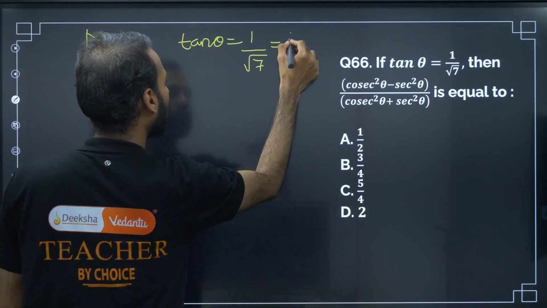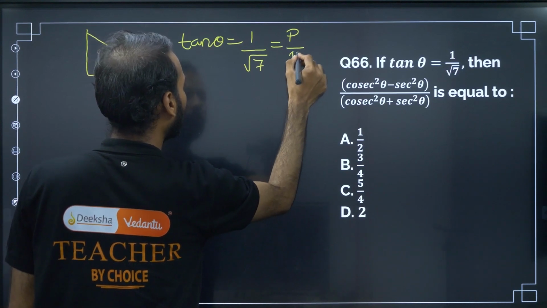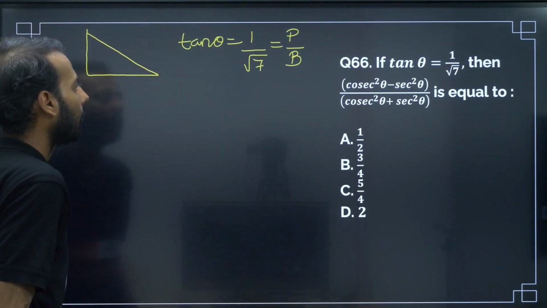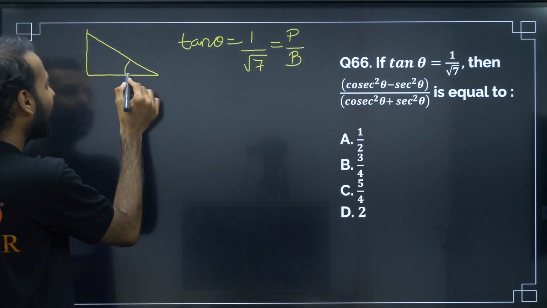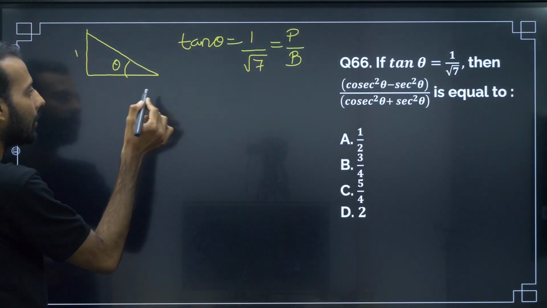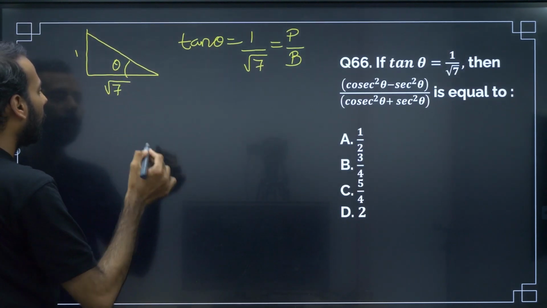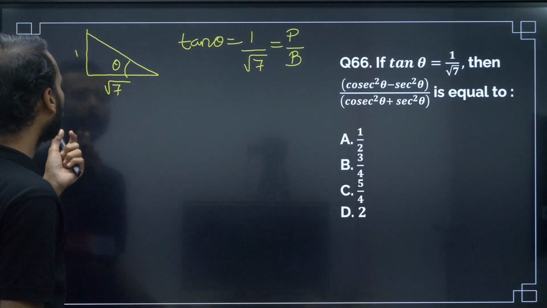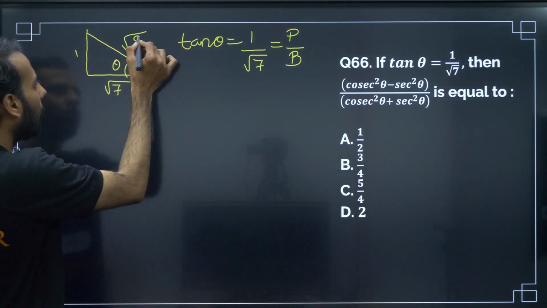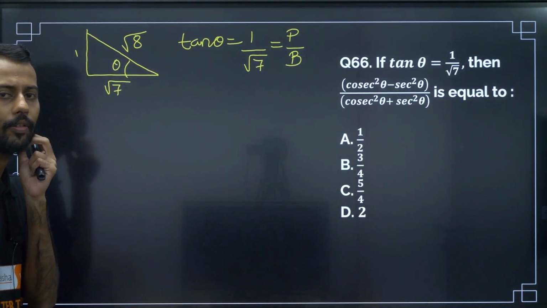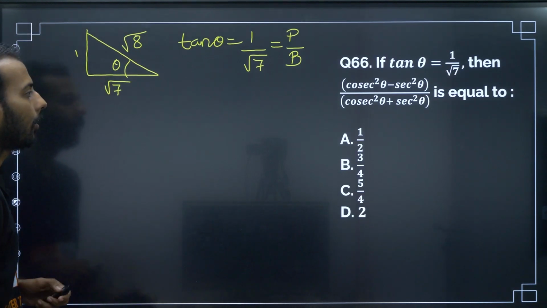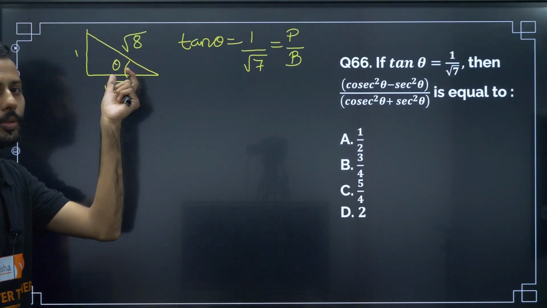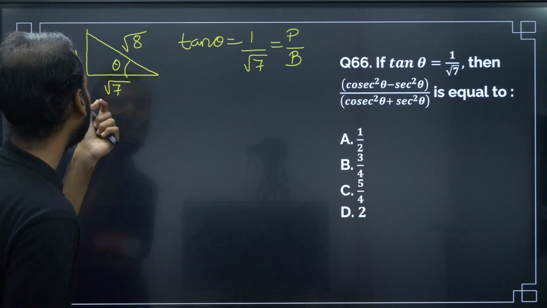For 1 by root 7, we write this using the definition of tan, which is perpendicular by base. So if I am considering this as theta, perpendicular is this, base is this. Using Pythagoras theorem, the hypotenuse will be root 8. I hope everyone is aware of how to find hypotenuse using Pythagoras theorem. So root 8.